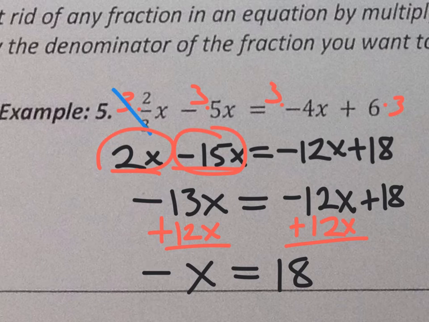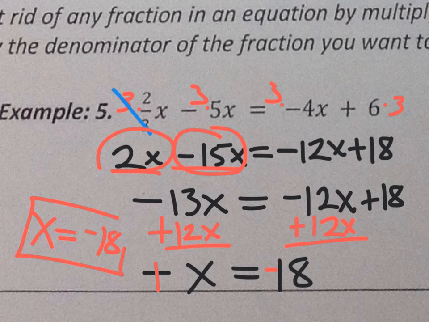So for my final step, I could think of this many different ways. I could divide this side by negative 1 and divide this side by negative 1. It gives me the answer negative 18. Or I could multiply by negative 1, multiply by negative 1. It'll give me negative 18. Or you could just simply say, I'm changing the sign. And what you do to one side, you do to the other side, change the sign. So your answer is x equals negative 18.